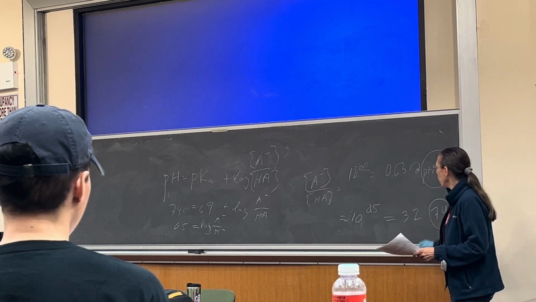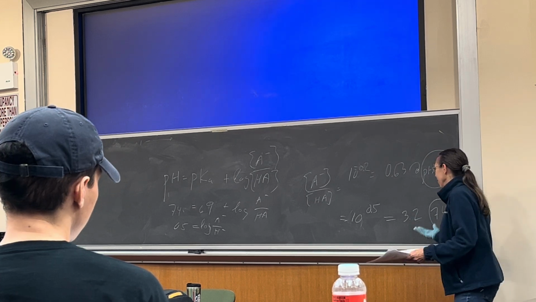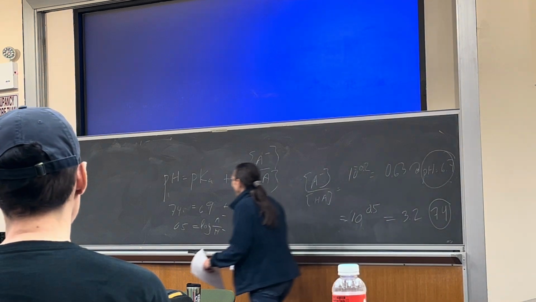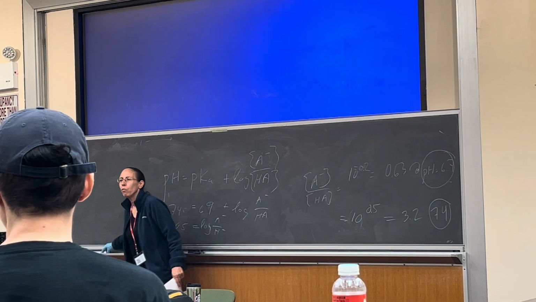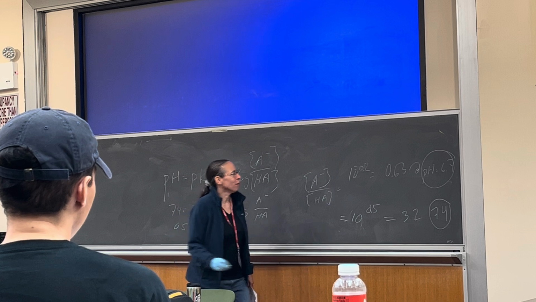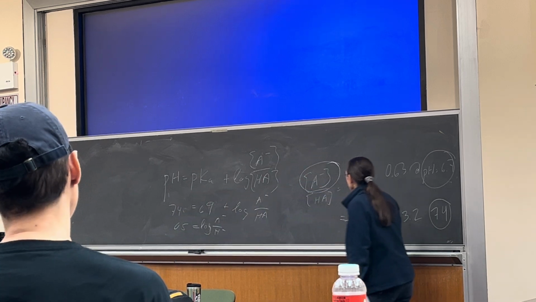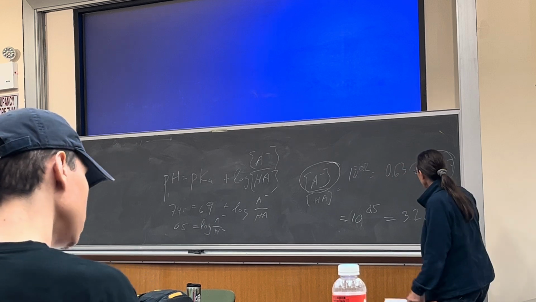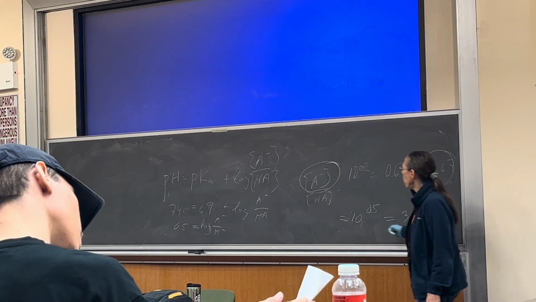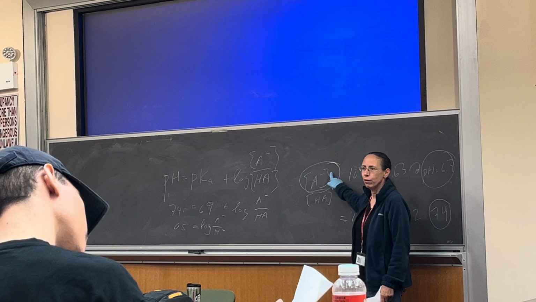And so what I'm pointing out here is what a big change in ratio this is. At pH 7.4, it's 3 to 1, unprotonated to protonated.